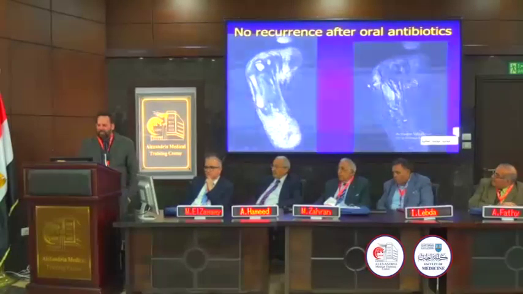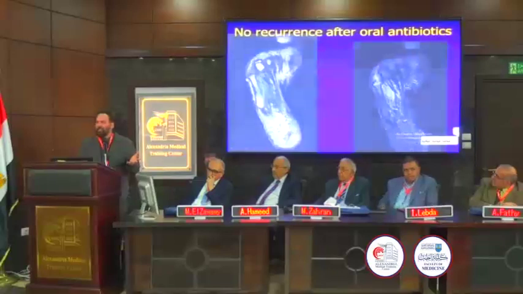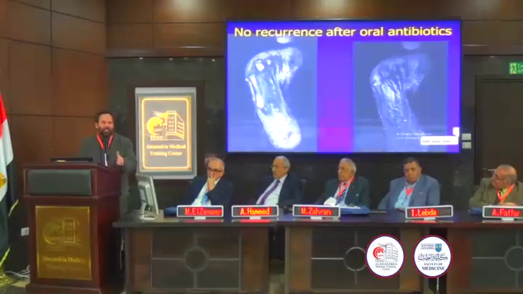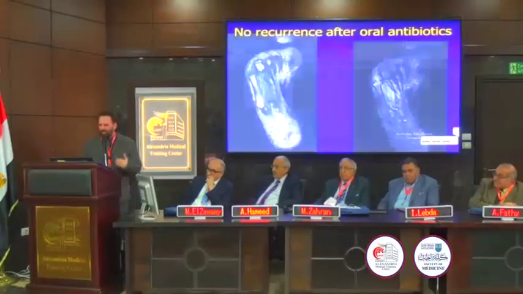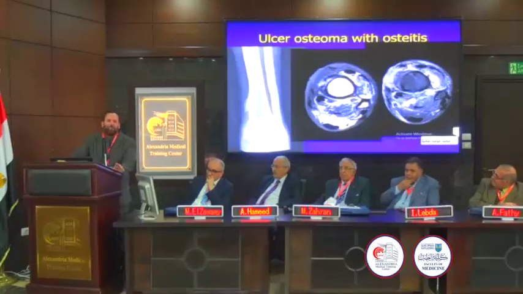Here's another patient, here's the T2, and here's the T1. Would you call this abnormal on T1? No. They got 2 weeks of antibiotics and they did fine. So one of the clinical definitions of osteomyelitis is failure to respond to 2 weeks of antibiotics. So if you do respond, then by definition this is osteitis. Now related to osteitis is a thing called an ulcer osteoma.